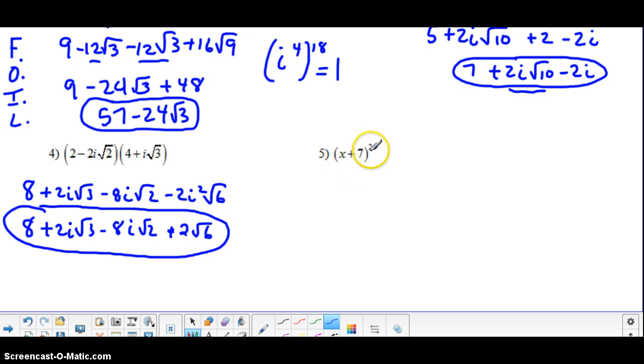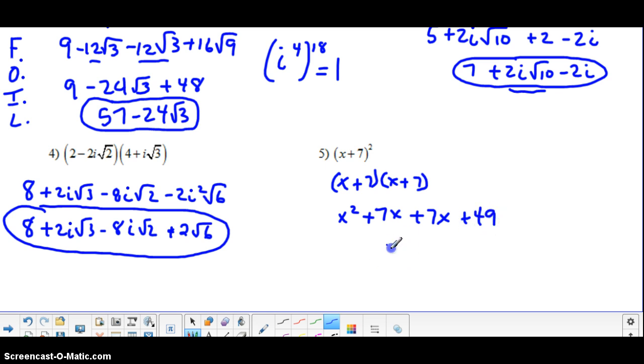In number 5, remember what this exponent is? We talked about it in the first problem. So our first step is x plus 7 times x plus 7. So that would be x squared for the first terms, and then outside would be 7x. Inside, again, is 7x. And our last is 7 times 7, which would be 49. So we combine like terms: x squared plus 14x plus 49.